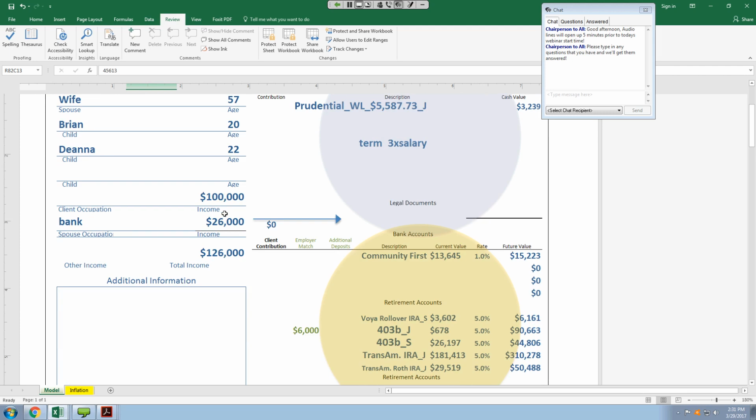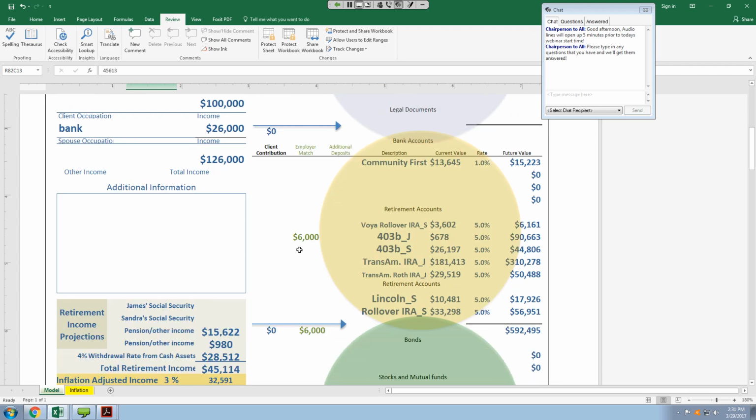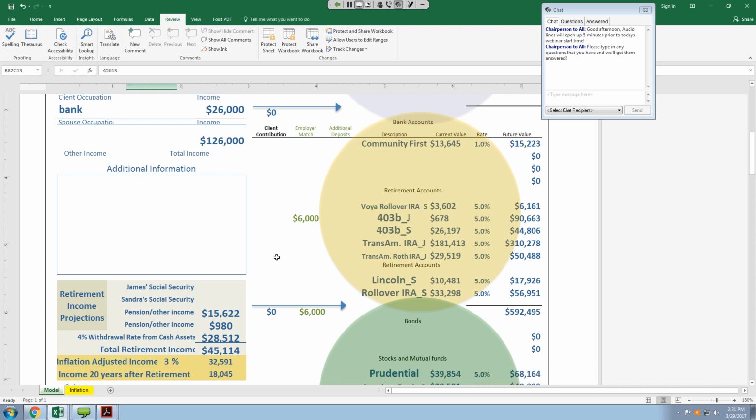Okay? And what I really would like to do is figure out if he's getting a match on this 403B. And you'll see here, watch what little difference this makes, right? If I take away this thing altogether and I say, okay, if he's not getting a match, I think he is getting a match. Let's say he's not getting a match, or let's say the portion that he's not getting matched on. If I take this away, watch what happens to the $45,000. It goes down to $41,000, right? So what that $6,000 is doing is it's going to give an extra $3,000 a year in retirement.